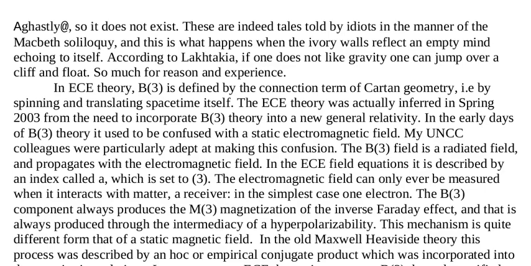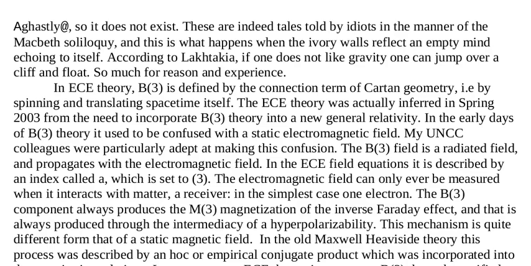In ECE theory, B3 is defined by the connection term of Cartan geometry, i.e. by spinning and translating spacetime itself. The ECE theory was actually inferred in spring 2003 from the need to incorporate B3 theory into a new general relativity. In the early days of B3 theory, it was confused with a static magnetic field. My UNCC colleagues are particularly adept at making this confusion. The B3 field is a radiated field and propagates with the electromagnetic field. In the ECE field equations, it is described by an index called a, which is set to 3.